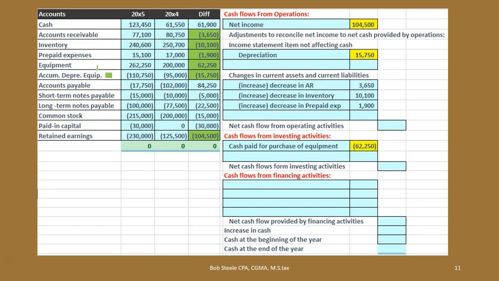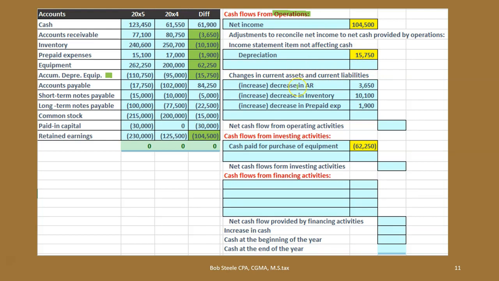In this case, we're going to debit depreciation expense, credit accumulated depreciation. Therefore, this increase here, the other side of it is an expense. It's depreciation expense. So that's an income statement account. So it is going to be in the operating activity, even though it's not part of the current assets and current liabilities, because the other side of it is depreciation.